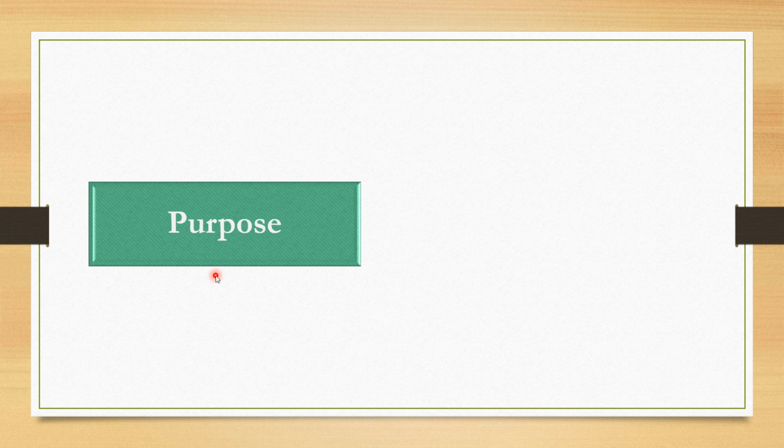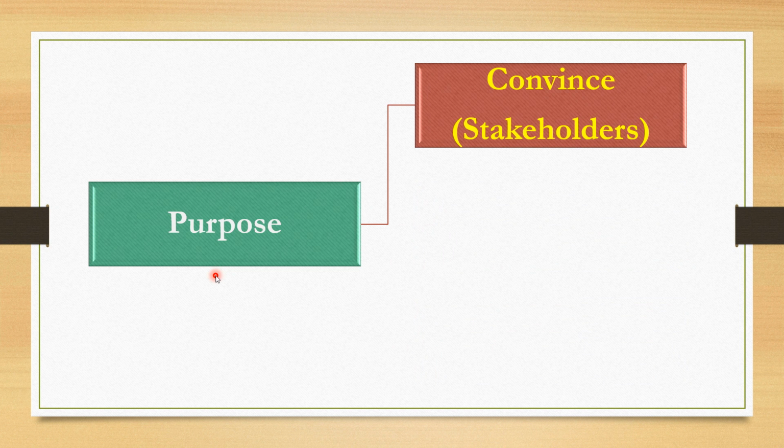So, what is the purpose of writing a research proposal? There are three purposes for writing a research proposal. The first one is convincing the stakeholders. You have to sell your idea. That idea may be sold to your supervisor, to your university, to any committee, or to any funder.